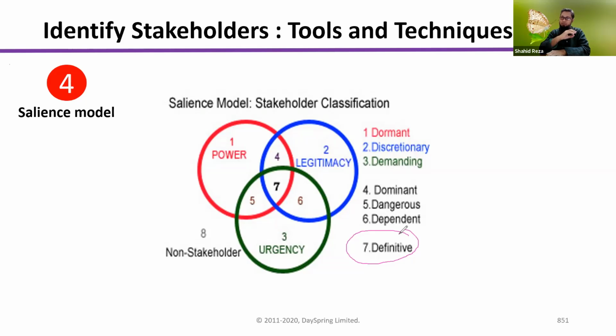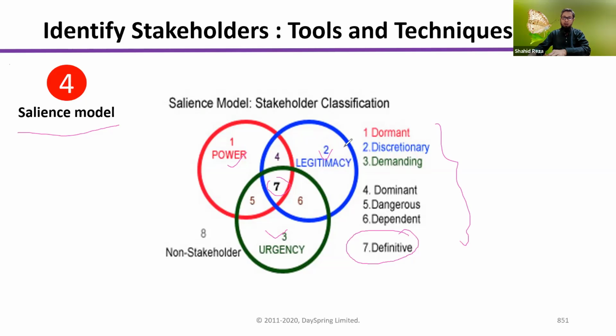And we have to plan a definitive guideline for him, how we are going to handle him, manage him, and engage him, because he has power, legitimacy, and urgency. All right. So this way you can also analyze your stakeholders. This is known as the salience model, using a Venn diagram and three attributes. Based on which area a stakeholder falls in, you will understand from this.